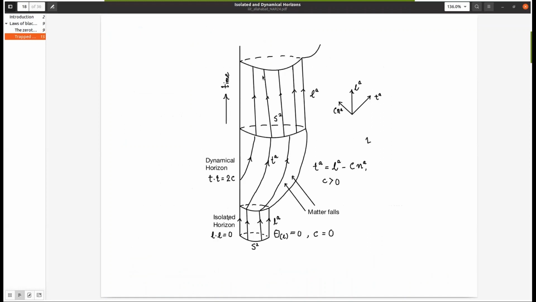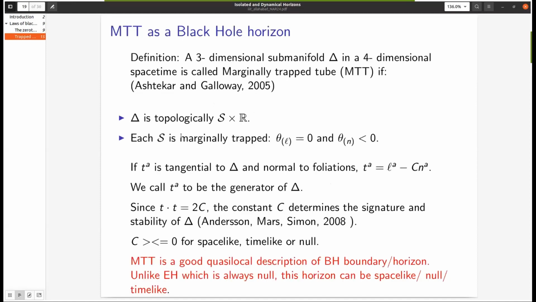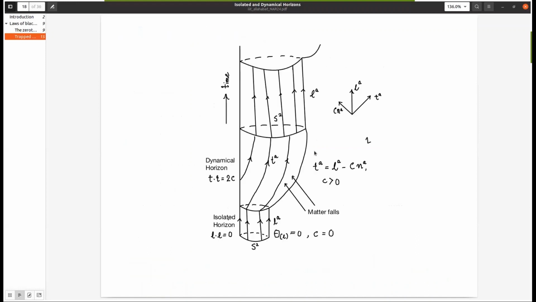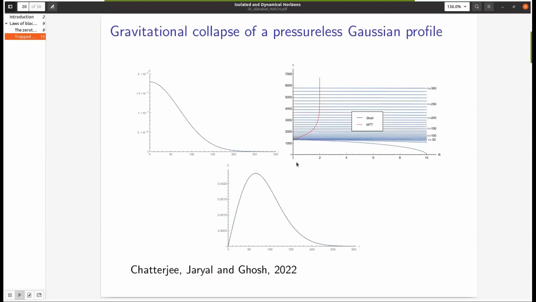As we can see, this is a sphere times R, and R is the time, and each sphere is marginally trapped, which means that theta L is 0 and theta N is negative. So this is a new structure that we have for black holes: black hole horizons are not described by event horizons, but they are quasi-locally described by marginally trapped tubes, which can become null or can become space-like. But is that true?